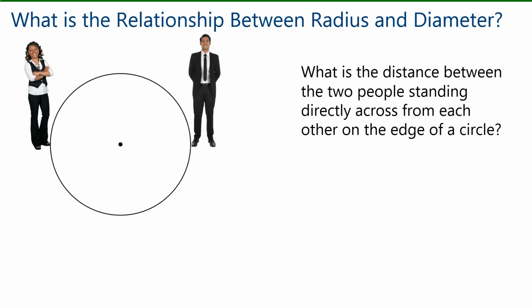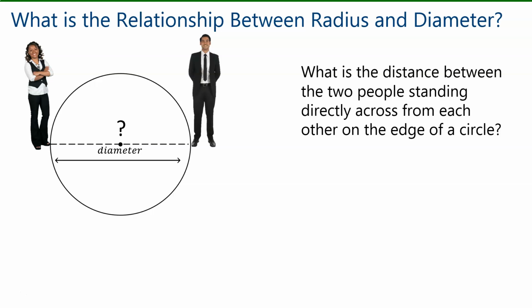So let's consider this scenario. It says, what is the distance between two people standing directly across from each other on the edge of a circle? So we're essentially looking for this distance here. Now you might recognize this as the diameter because it goes from one point of the circle to another point and passes through the center.